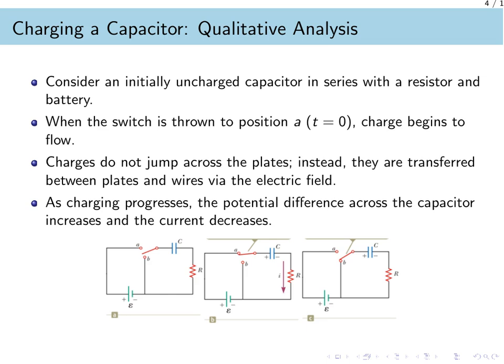To understand the charging process, consider an initially uncharged capacitor in series with a resistor and a battery. When the switch is moved to position A at time 0, charge begins to flow. It is important to note that charges do not jump across the gap between the capacitor plates. Instead, the battery's electric field transfers electrons from one plate to the other through the connecting wires. As the plates accumulate charge, the potential difference across the capacitor increases, which opposes the battery's voltage. Consequently, as the charging progresses, the current in the circuit gradually decreases.